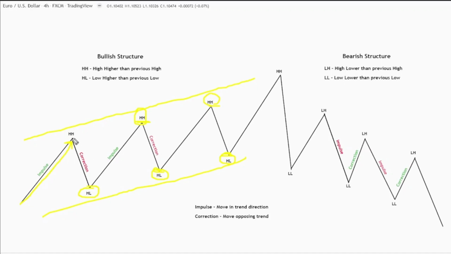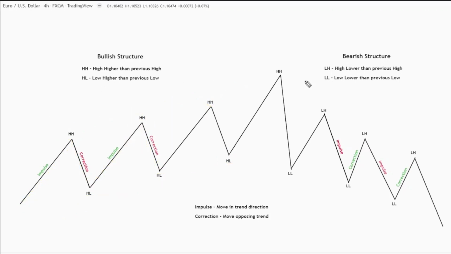Now, there's another move that happens within that same trend, but this move appears to be opposing the trend. Now, in an uptrend, that move is called a correction move, and that correction move is the one that is responsible for forming higher lows, right? Now, there's an impulse move which is in the same direction of the trend, which is responsible for forming higher highs, and there's a correction move which appears to be opposing the trend and is responsible for forming higher lows. All right, that's a bullish market structure.